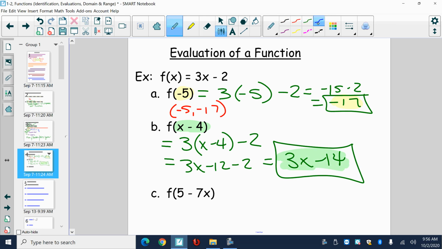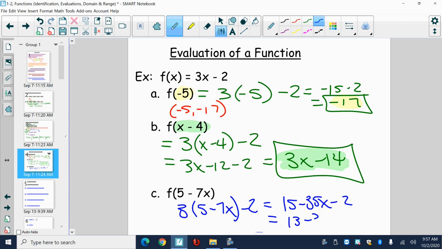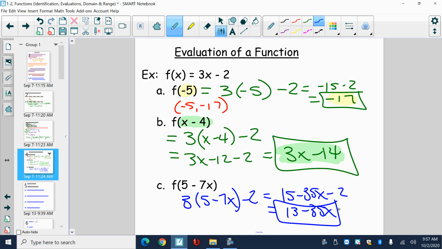Next, I want to know what f at 5 minus 7x is, so that's going to be 3 times 5 minus 7x minus 2. So that's 15 minus 35x minus 2, so that's going to be 13 minus 35x. Nothing new, all the same information for you.